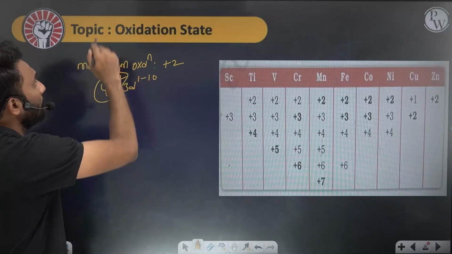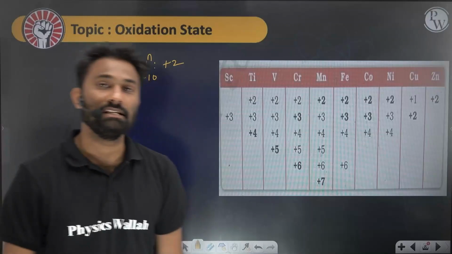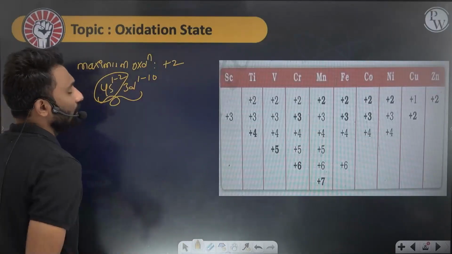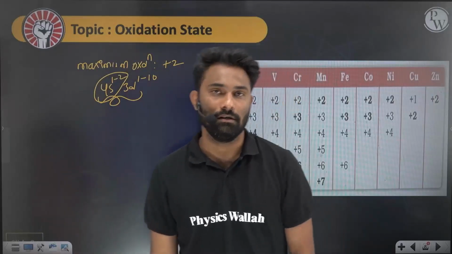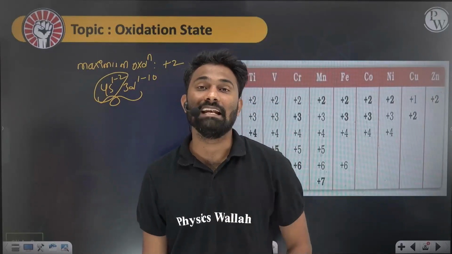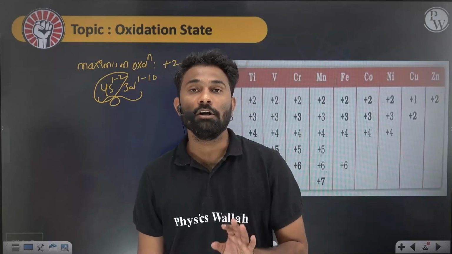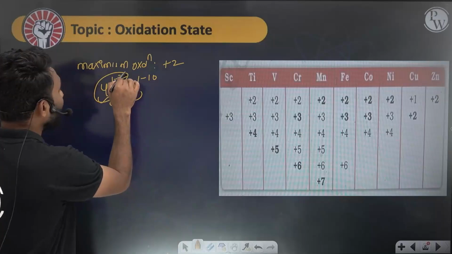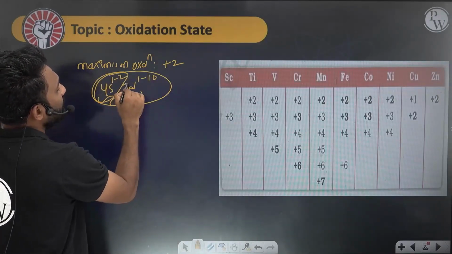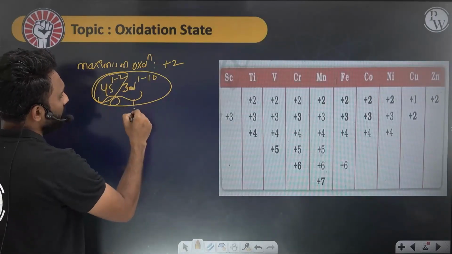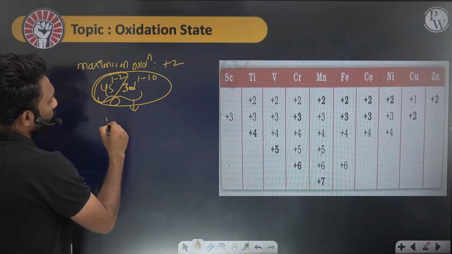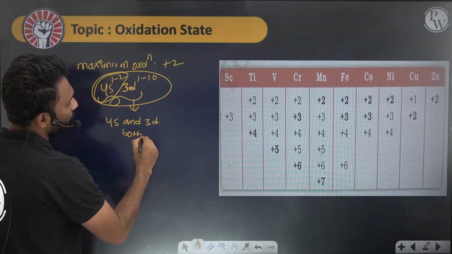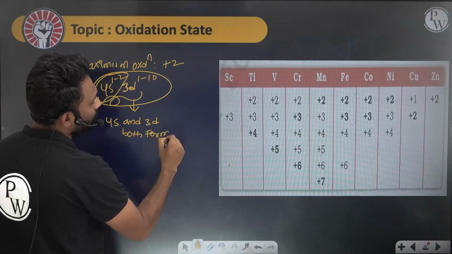Now here, in the transition elements the bond is taking place. In chemical bonding we have learnt that only valency electrons will take part in the bond formation. But in transition elements, the valency shell and the inner d shell also will participate in the bonding. Both 4s and 3d will form bonding.